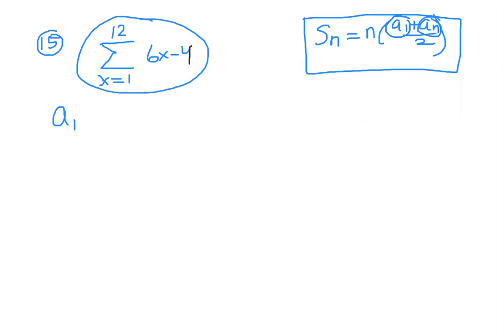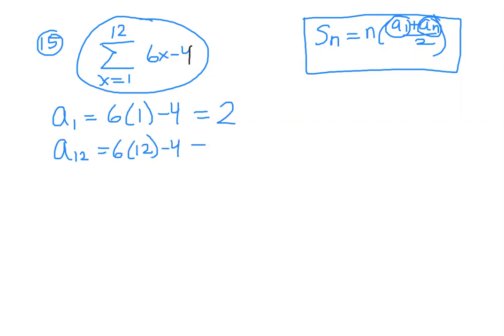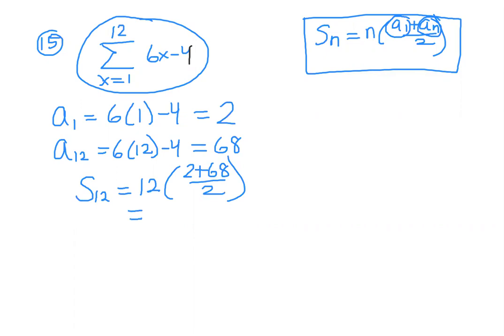So A1 is 6 times 1 minus 4, which is 2. And A12 is 6 times 12 minus 4, which is 68. So now we can say S12 is 12 times 2 plus 68 over 2, which is 12 times 35, which is 420.